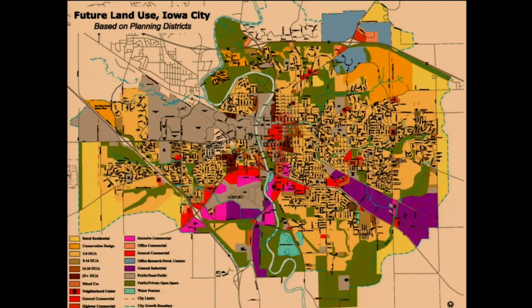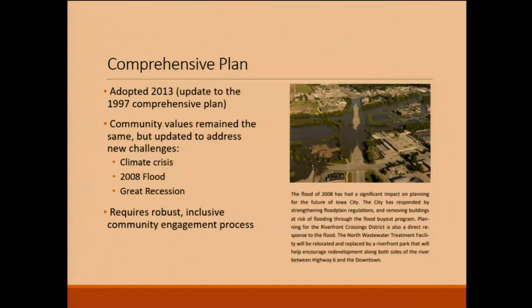And the growth boundary is one tool that we have for managing growth. It identifies, again, areas that could be incorporated into the city. The other tool that we have for growth management are policies that encourage growth and higher intensity land uses in the core of the city, and this is especially true in our Riverfront Crossings District.